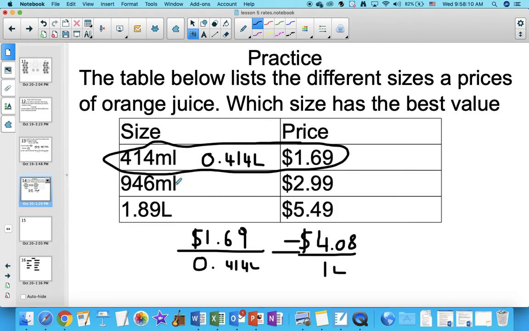And so you do the same thing here. You leave that alone and you just divide through. And so you want to make sure, are all my units consistent, right? Because if I kept this as milliliters and I found the cost per milliliter, but then I found the cost per liter, I'll get the wrong answer. So make sure, if you're doing your unit rates, all the unit rates have the same units. And by doing this, you can find the cheapest one. Which one costs the least per liter or costs the least per milliliter?